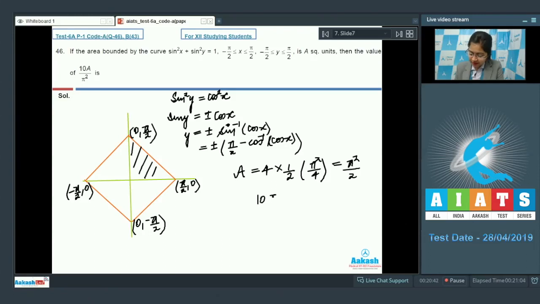So the value of 10 into pi square upon 2 pi square will be equal to 5. So the answer of this question is 5.